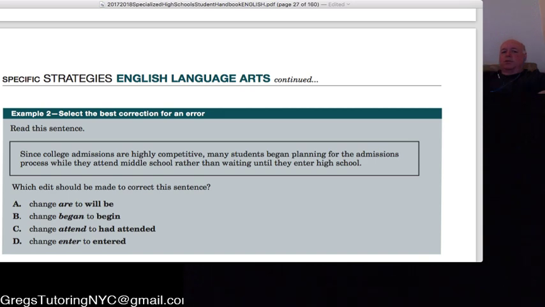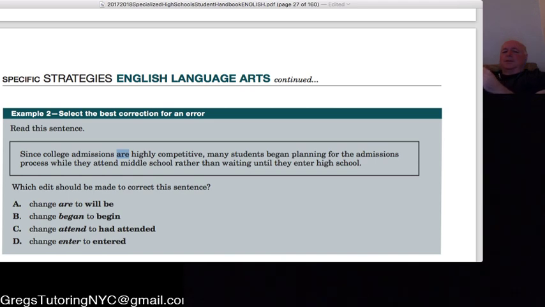And that's what example 2 up here says. Select the best correction for an error. Okay, so since college admissions are highly competitive, well, I don't even need to reread it because it's giving us choices. So A is change R to will be. Where is R? So that's there. So since college admissions will be highly competitive, many students began planning for the admissions process while they attend middle school rather than while waiting until the high school.